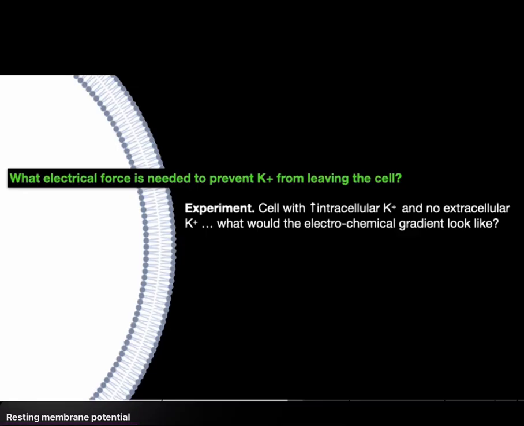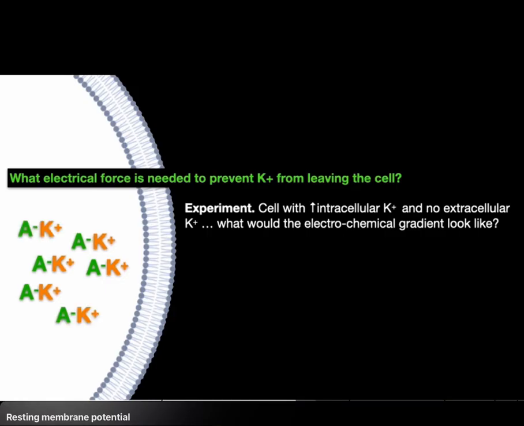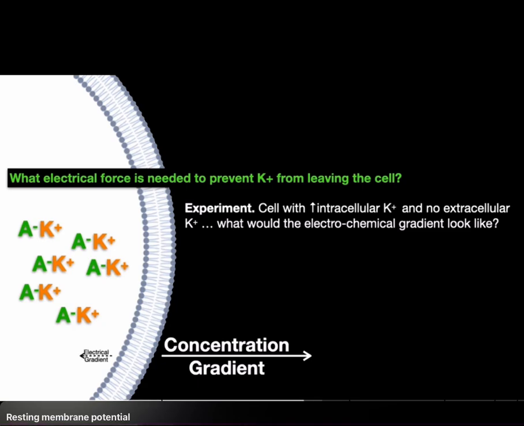Well, let's do a little experiment, a thought experiment. We have a cell with a high intracellular potassium. Lots, and each of them are bound to a negatively charged anion. And there's no extracellular potassium. What would the electrochemical gradient look like? Well, there's a really strong concentration gradient wanting to push potassium out of the cell, and there's zero electrical gradient because all the charges are paired. So we're at 0 millivolts for membrane potential.